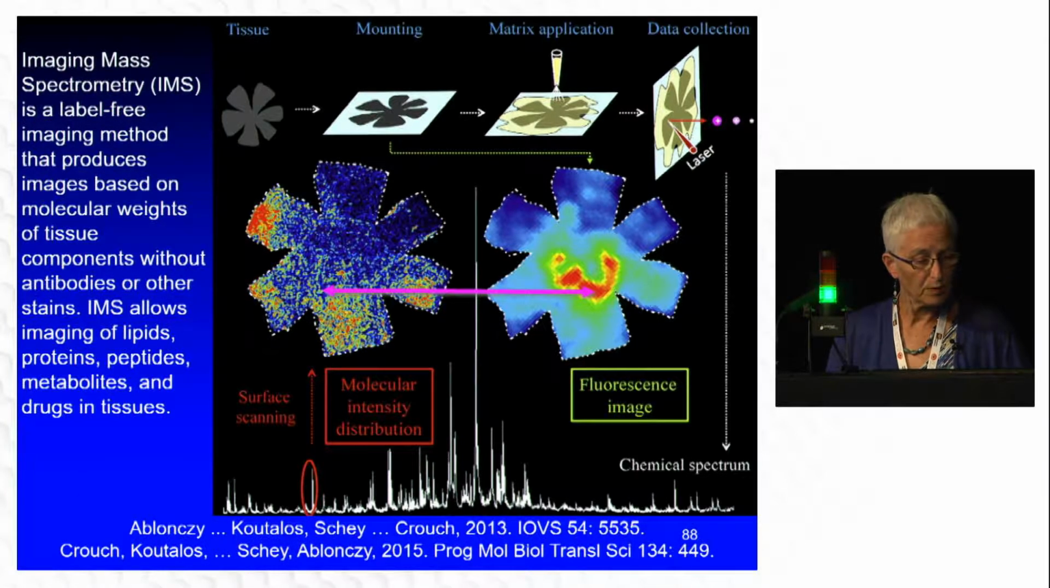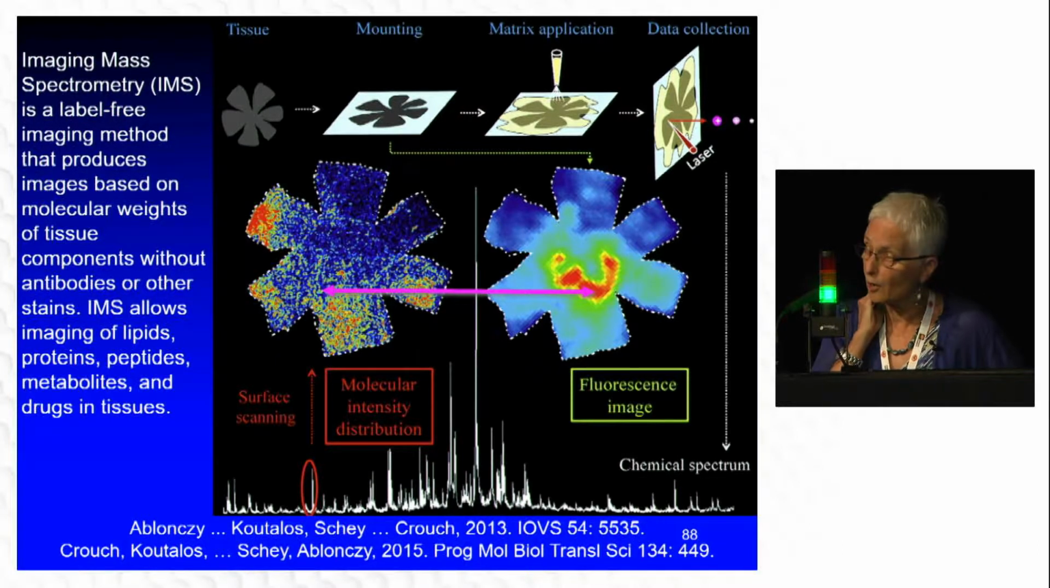It's a label-free imaging method that produces images based on molecular weights of tissue components without using any antibodies or stains. So IMS allows imaging of lipids, proteins, peptides, other molecules in tissues. And you can see how it works.